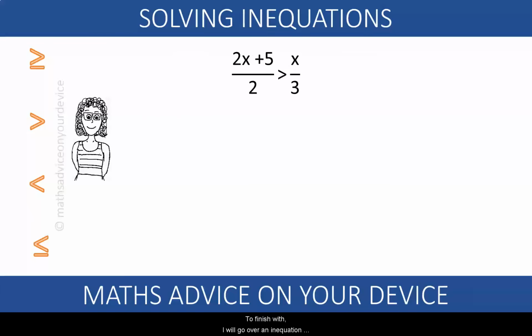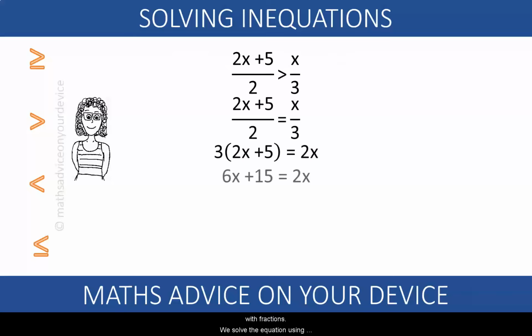To finish with, I will go over an inequation with fractions. We solve the equation using cross product. Collecting x's to the left and numbers to the right leads to 4x equals negative 15. So x must be bigger than negative 15 over 4.